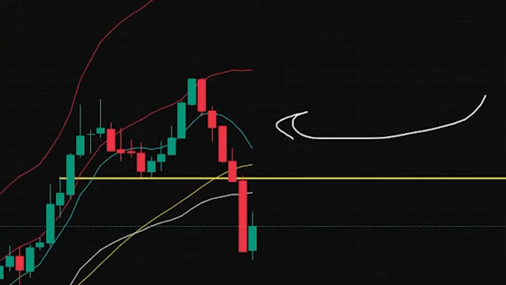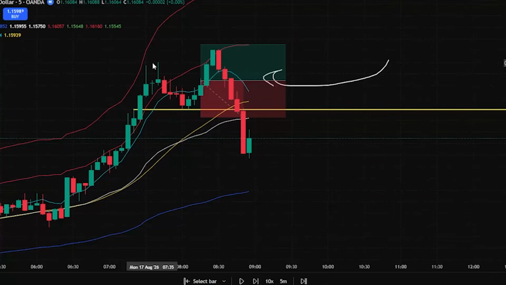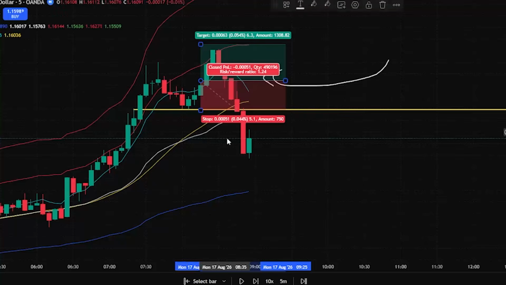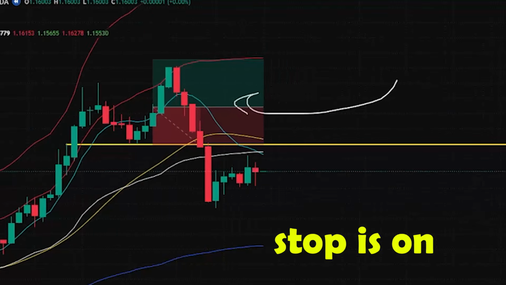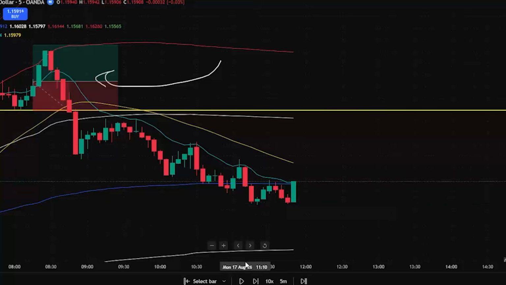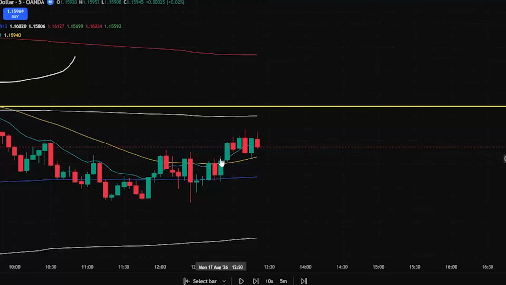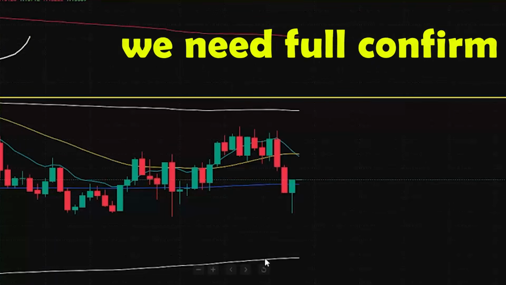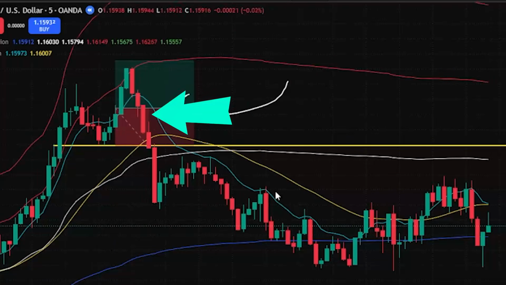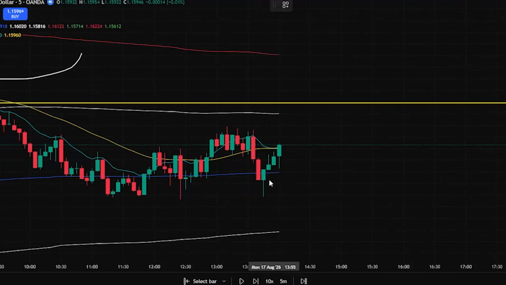The price collects liquidity above the short-term high, but cannot consolidate higher. After that, selling pressure enters the market, and the price quickly reverses. If we had entered on the first move, we would probably have faced an unnecessary loss. But according to the rules of this system, since there is no full confirmation, we reject this trade. And this was one of the most important results of this backtest. Sometimes the best trade is the one you don't take.